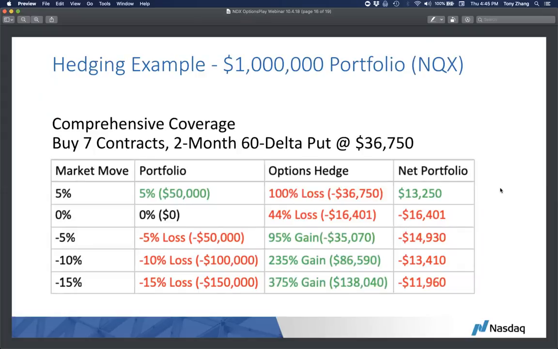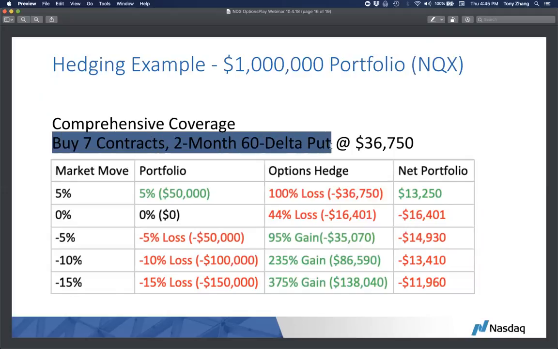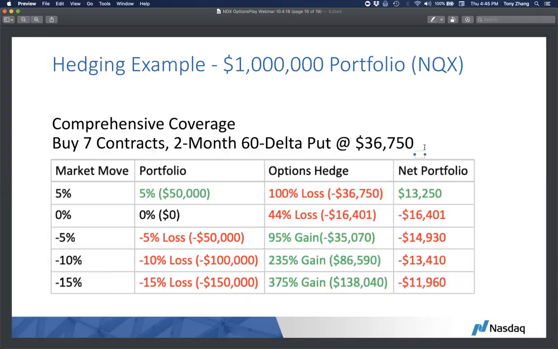Next, what I want to do is compare that with comprehensive coverage, a more expensive put option. This is what we're talking about: the same 7 contracts, but instead of buying an out-of-the-money put, we're going to buy an in-the-money put, a 60 delta put. This now cost me $36,000 instead of $17,000, so more than double what it would cost to buy catastrophic insurance. But as you can see, that looks quite different.